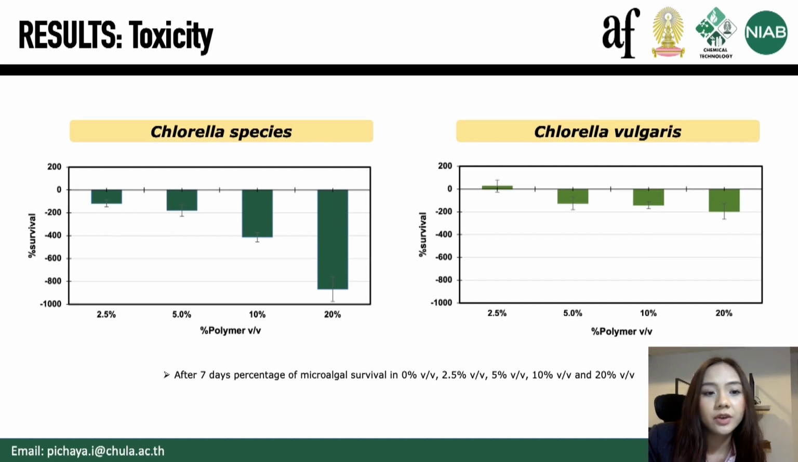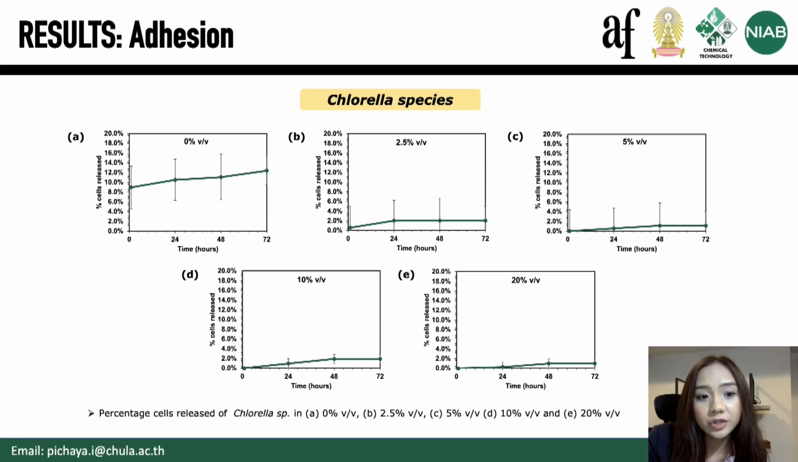From the toxicity test, it shows that both microalgae strains did not cope well when we increased the amount of polymer in the mixture. And as you can see, beyond 5% of the acrylic polymer, the survival rate is very low and it went very negative. For the adhesion test, as we increased the amount of polymer, it actually decreased the percentage of cells released from the electrodes. This means that by implementing the acrylic polymer with the microalgae, it actually makes the microalgae attach better.